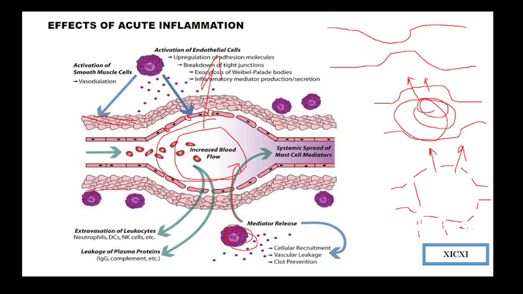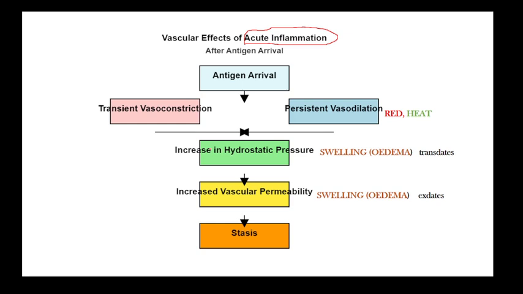So let us look at the theory. Step number 1 is the antigen arrival. Step number 2 is what we call transient vasoconstriction. This means the blood vessel does constriction, and it is transient because it is a short time. The next step is persistent vasodilation, which means the vessels are going to vasodilate like this.